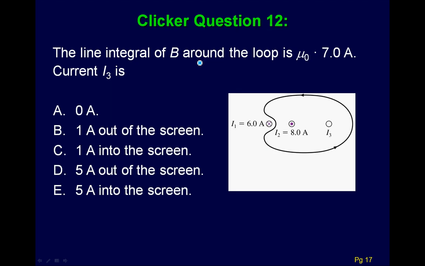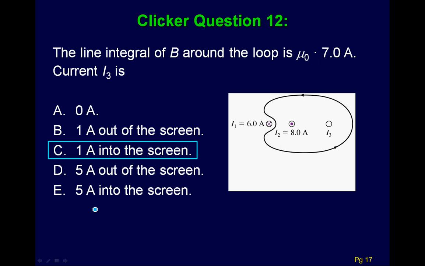And so here's a give it a try example. Here we have our Amperian loop, and the line integral of B around the loop is said to be mu naught times 7 amps. I want to know, what does current I3 have to be in order for this to be correct? Give this a try and see what you think. Okay, so I got that it has to be 1 amp into the screen.